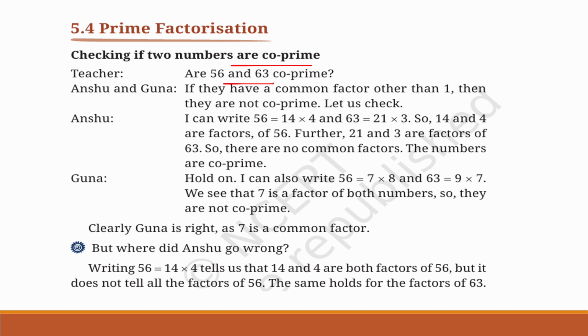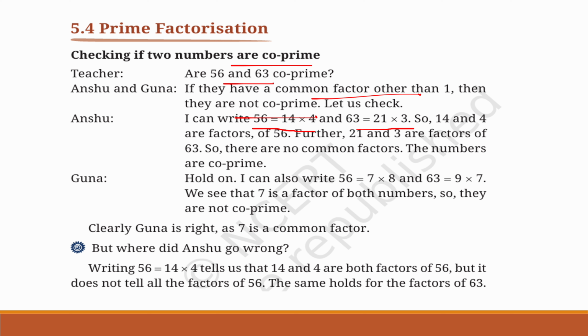Then Anshu and Guna said, if they have a common factor other than 1, then they are not co-prime. Anshu said, I can write 56 is equal to 14 into 4 and 63 is equal to 21 into 3. So, 14 and 4 are factors of 56. Further, 21 and 3 are factors of 63.